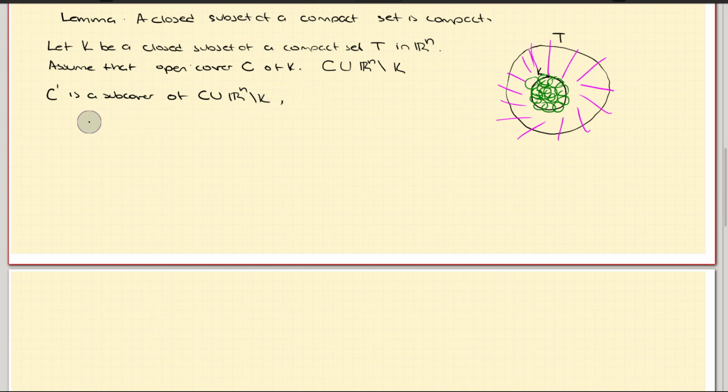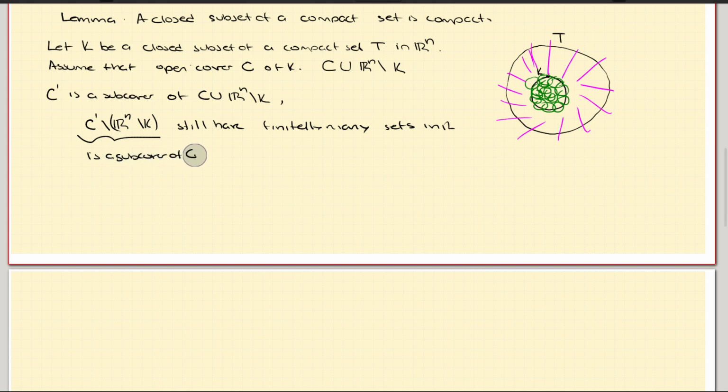So if we take out from C prime the Rn minus K, we still have finitely many sets contained in it, and this covers the whole K, right? Because it contains all of T. We take the Rn minus K out, and this set should cover the whole K. Actually, we don't need to take out the Rn minus K, this also should cover, but if we take it out, now C prime is a subcover of C.